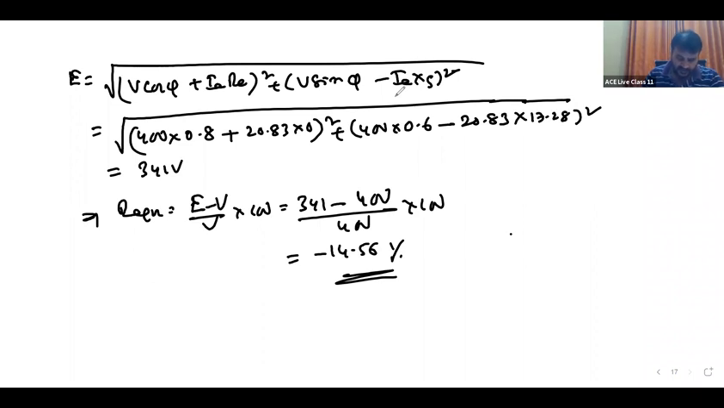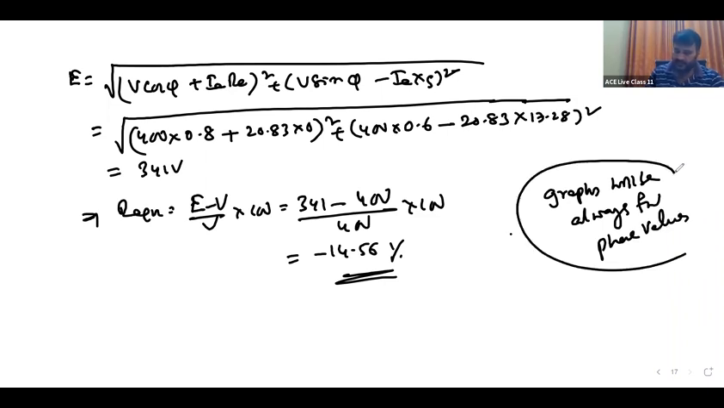EOC, line or phase? EOC will always be taken as a phase value. Graphs will always be for phase values only. I told you yesterday, when you are drawing, always take phase voltage.